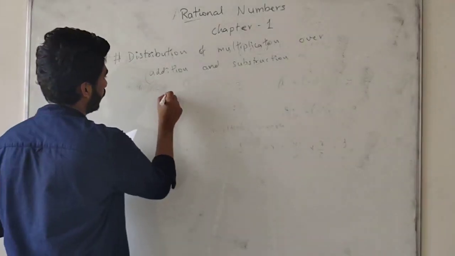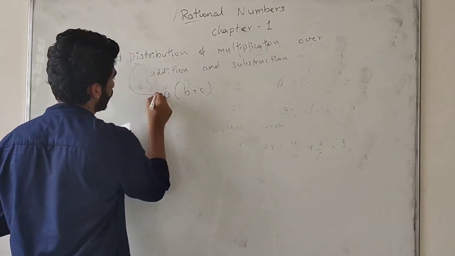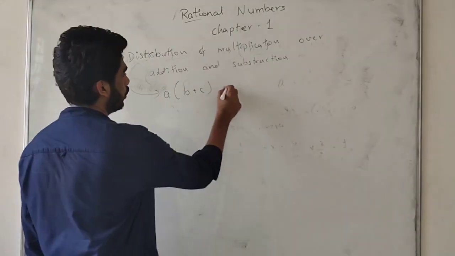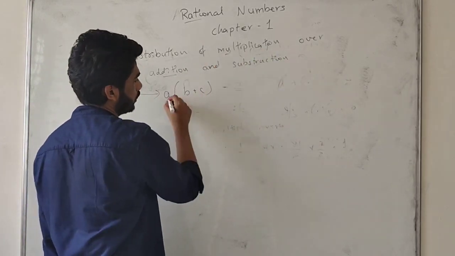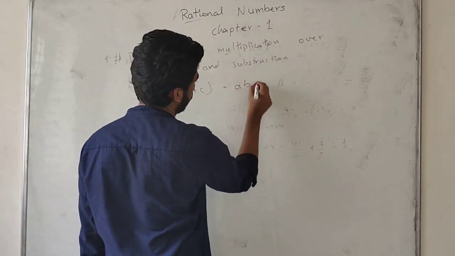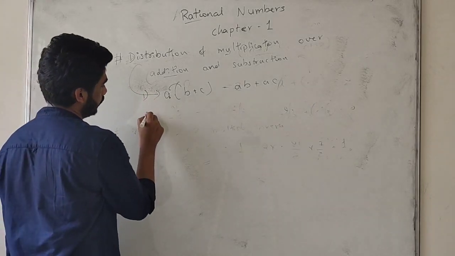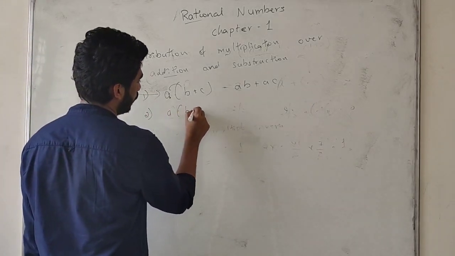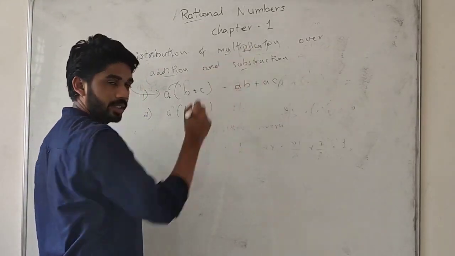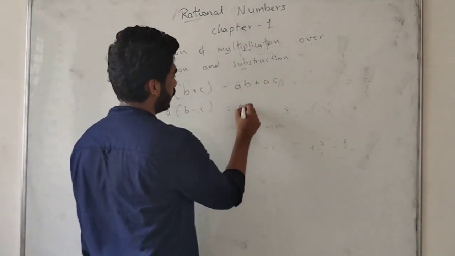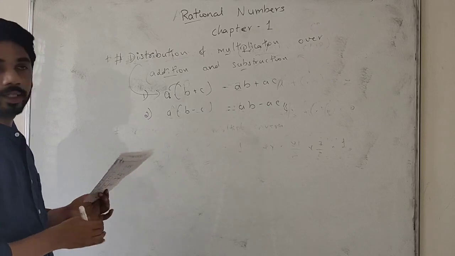Here the form will come: a into b plus c. This is the distribution form. Multiplication over addition: first we multiply a with each term, so we get ab plus ac. We are done with the addition. The second one is a into b minus c. Here we multiply with subtraction, so we will get ab minus ac, friends. Please note it down. This is the category of distribution.